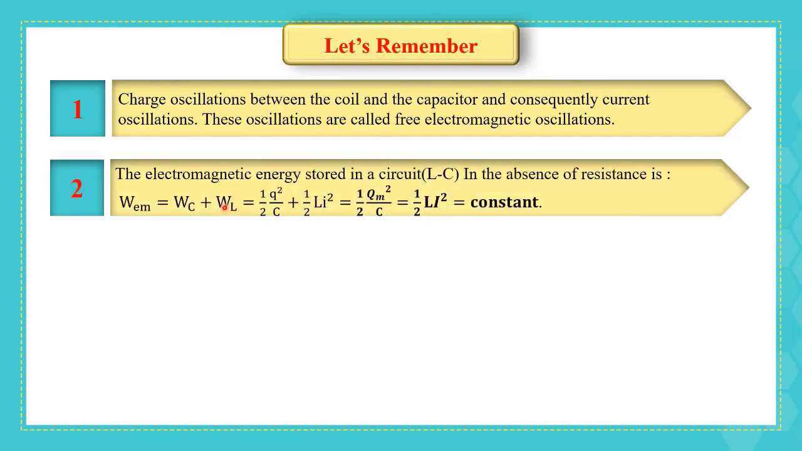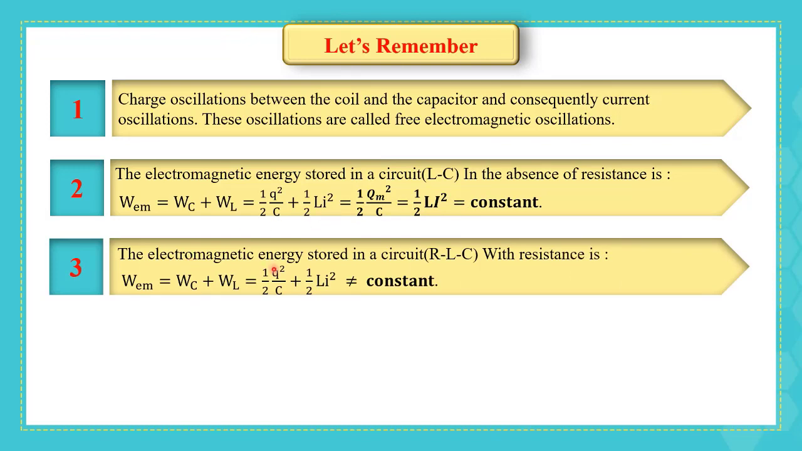The electromagnetic energy stored in a circuit LC in the absence of resistance is W electromagnetic equal W electric plus W magnetic, equal half Q squared over C plus half L i squared, equal to half Q maximum squared over C or half L i maximum squared, and it will be constant. The electromagnetic energy stored in an RLC circuit with resistance is W electromagnetic equal half Q squared over C plus half L i squared. Of course, it is not constant.